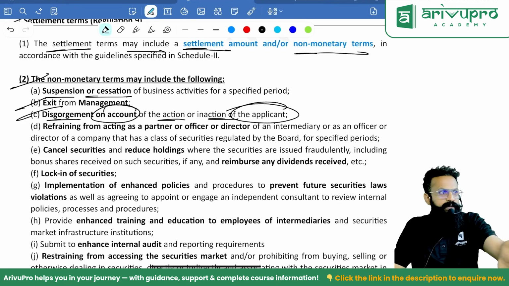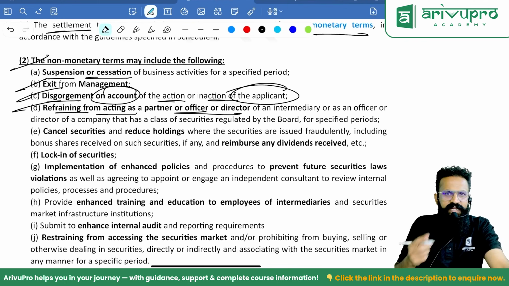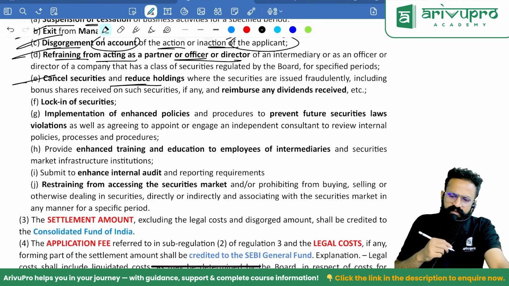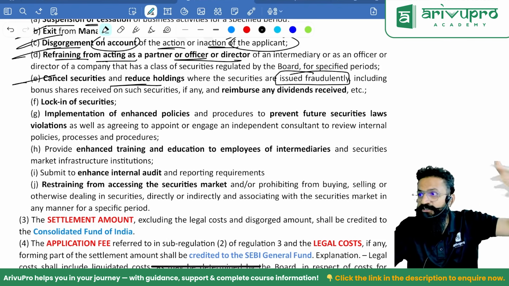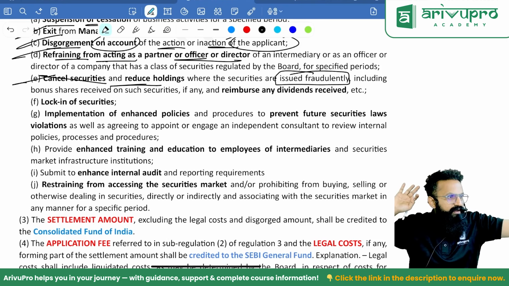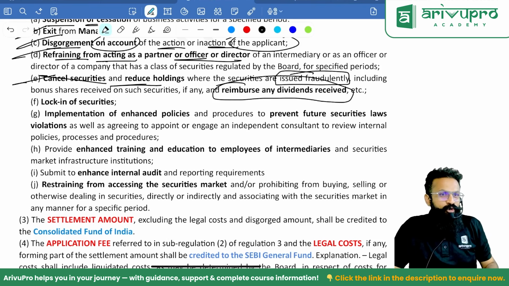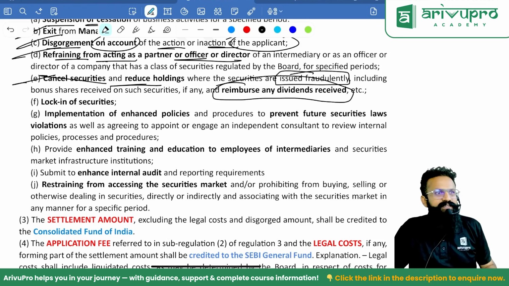Disgorgement means, people, whatever is the money, that has to be repaid. Fourth one, refraining from acting as a partner, officer or director. No partner, give it away. Cancel securities and reduce holdings where the securities are issued fraudulently. What do you mean by that? Sir, in the case of Sahara, we are saying 2.5 crore worth of debentures were issued. But that entire issue is bogus. Cancel that entire securities. You just tear it, that's all, done. And not only that, reimburse any dividends received. Meaning, on 2.5 crore, you have been paying interest, dividends, then whom are you paying? Take back the entire money.